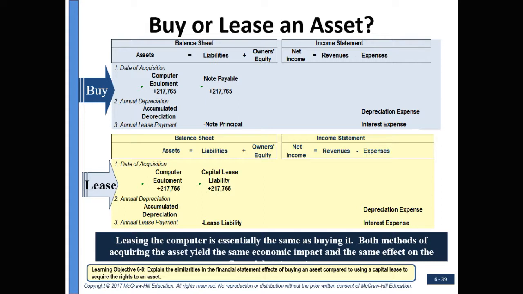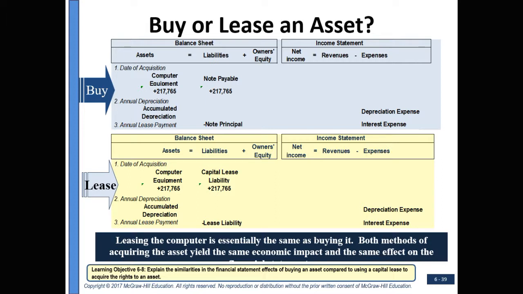If leased, the computer equipment is reported on the balance sheet as an asset as well, and a lease liability at the value of $217,765. Annual depreciation is recorded in the accumulated depreciation account. The annual lease payments will decrease the lease liability. Depreciation expense and interest expense as incurred would be reported on the income statement.